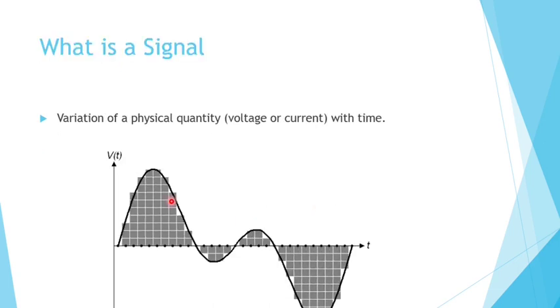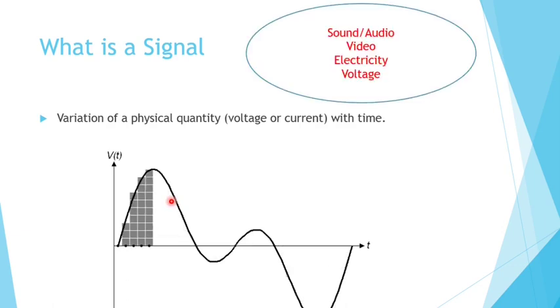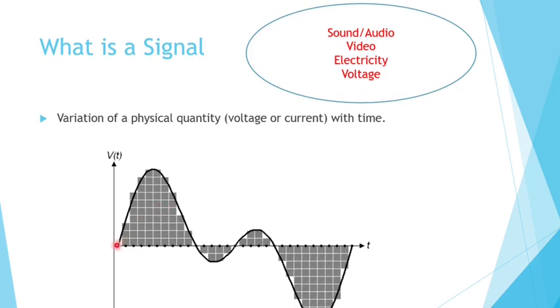So the first topic is what is a signal. When we hear the word signal, the first thing that comes to our mind is an electrical signal, a sound signal, a voltage signal. So what is a signal? I would explain this with the help of the diagram. You can see here that on the x-axis we have time and on the y-axis we have voltage. So at different instances of time, we have different value of voltage.